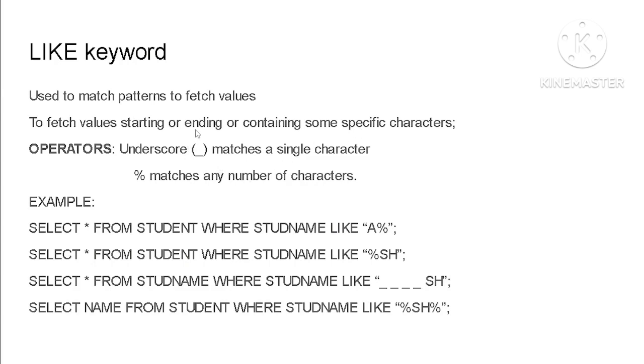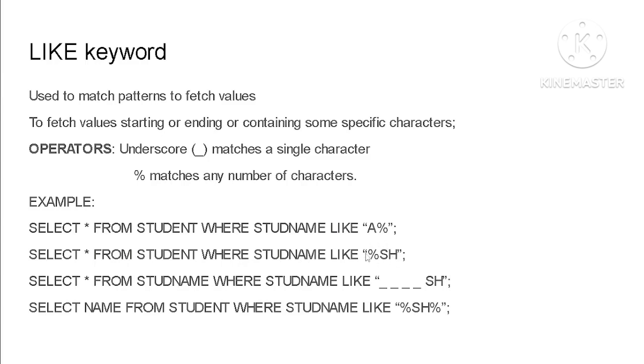So how to match a pattern? If you want to match a single character, you should give underscore. If you want to match any number of characters, use percentage. These two are called wildcard characters. The wildcard characters underscore and percentage are used to match some characters. Now look at the sample. Select star from student where student name like A percentage. A means it starts with A. Percentage means any number of characters. So starting with A followed by any number of characters.